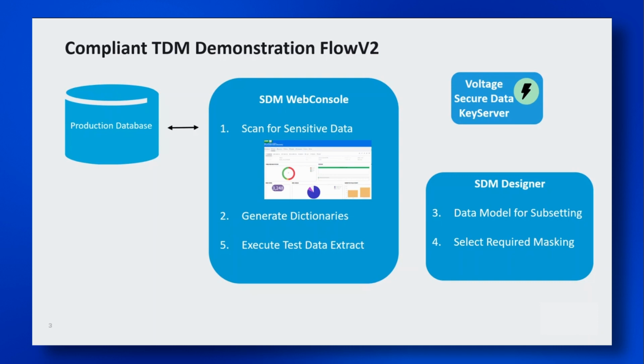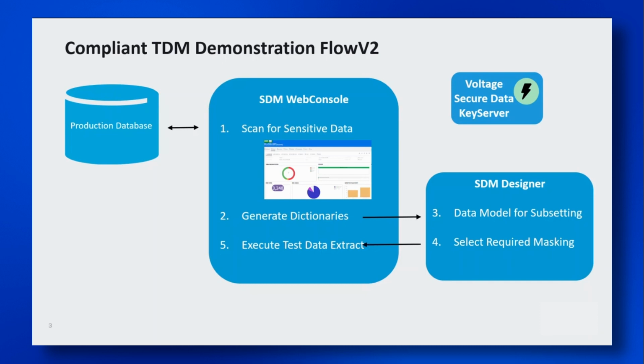Once we've generated the dictionaries, we're going to switch out of the Web Console and move over to Structured Data Manager Designer. We're going to model the production database, enabling us to create a referentially intact subset of the data from production. The next step in Designer is to select the required masking routines that we will use to shuffle or mask or anonymize specifically the data in the columns that contain sensitive information.